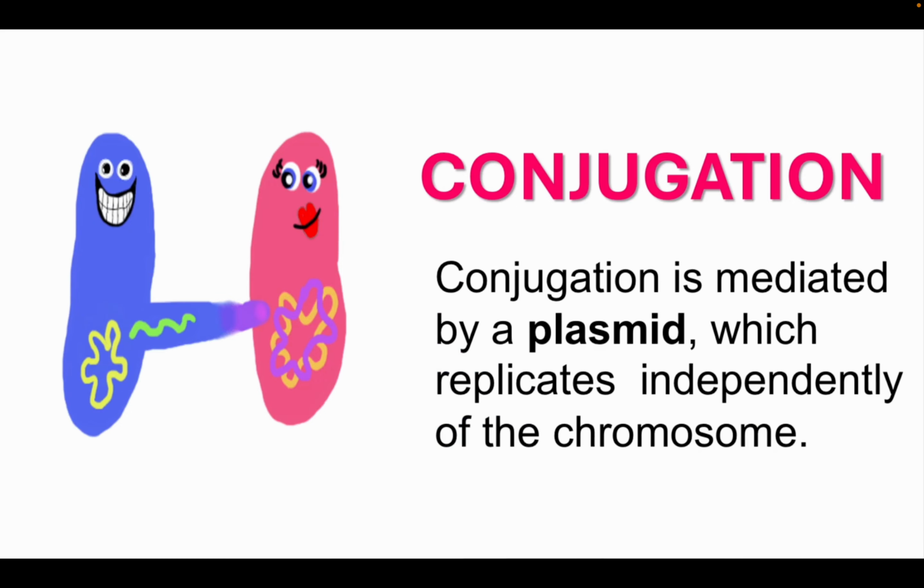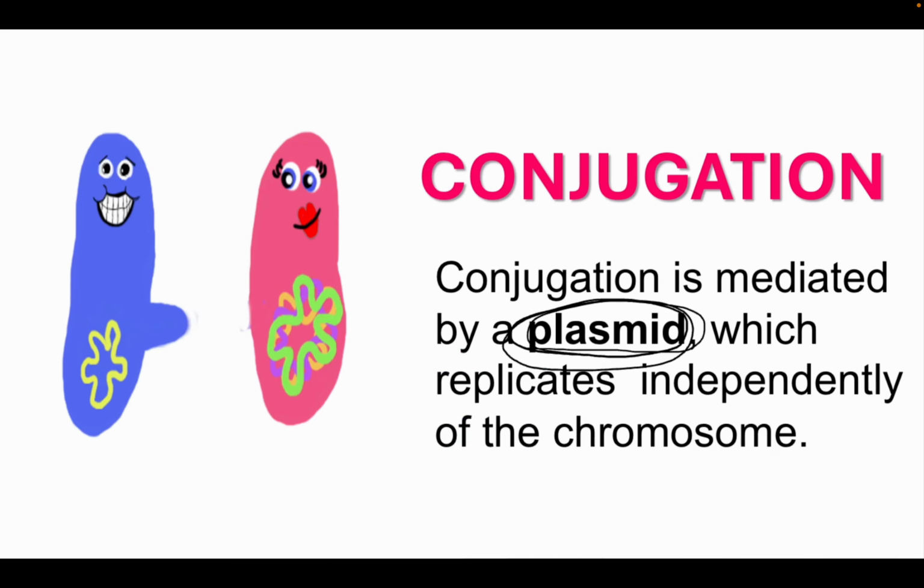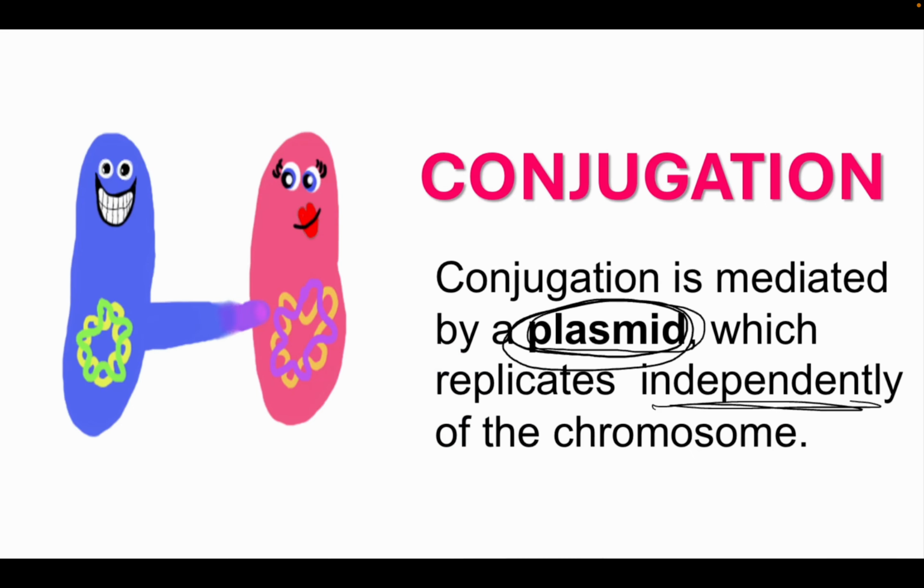Number one, we have conjugation. Conjugation is mediated by a plasmid. It's the plasmid again that replicates independently. They can replicate autonomously, as I mentioned earlier, independently of the chromosome. What you can see there is a structure called the sex pilus. The plasmid may help the bacteria in adapting to its surroundings, because these plasmids might carry genes that can confer resistance to antimicrobials.